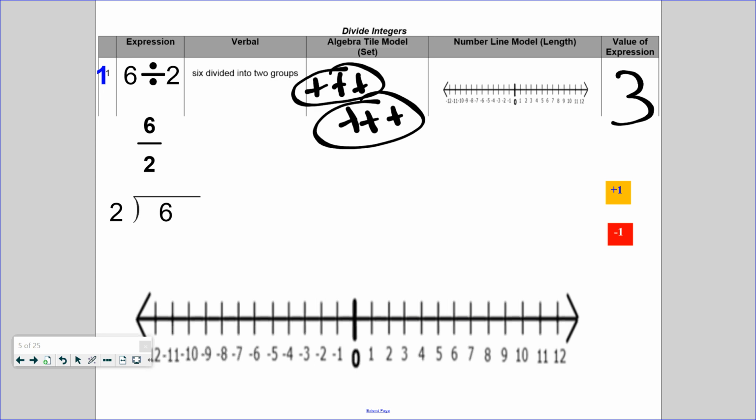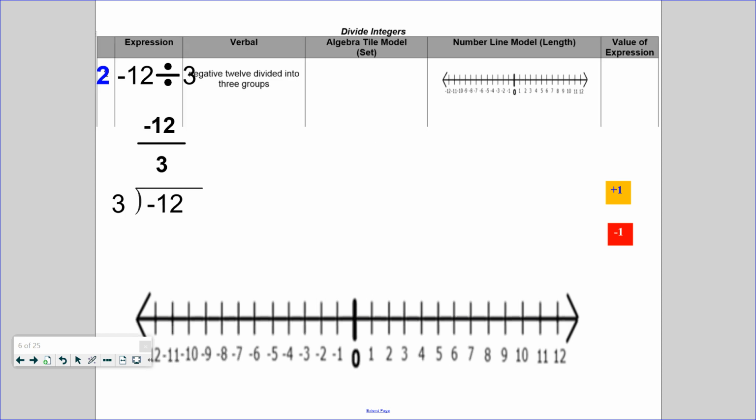How would I represent it on a number line? So here is from 0 to 6. How can I divide this into groups? Each group will have 3. So that is 6 divided into two groups of 3.